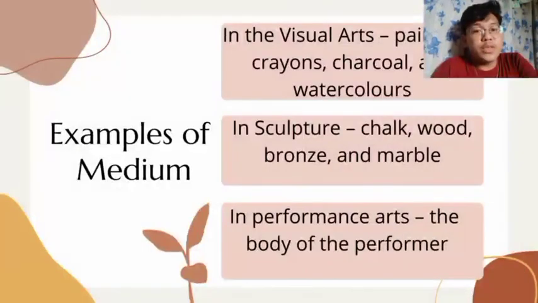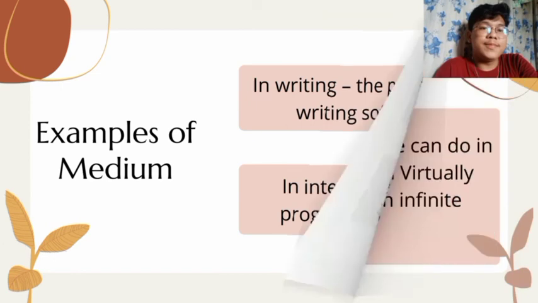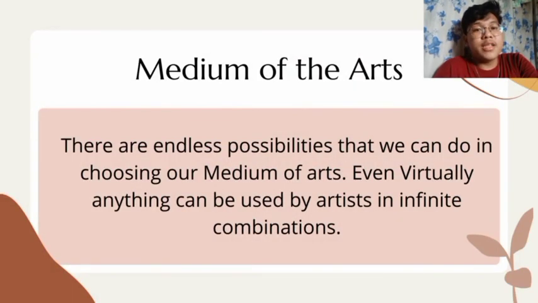Here are examples of mediums in arts. In the visual arts, we have paint, ink, crayons, charcoals, and watercolors. In sculpture, we have chalk, wood, bronze, and marble. In performance arts, we have the body of the performer. In writing, we have the pen or writing software. In internet art, we have the programming tools. So, there are endless possibilities in choosing our medium in arts.